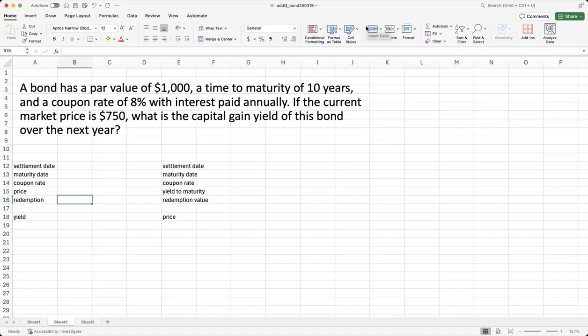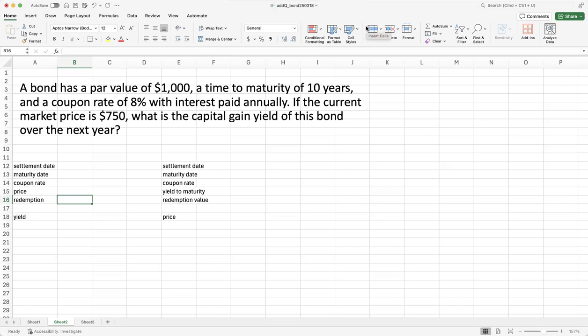A bond has a par value of 1,000, a time to maturity of 10 years, and a coupon rate of 8% with interest paid annually. If the current market price is 750, what is the capital gain yield of this bond over the next year?